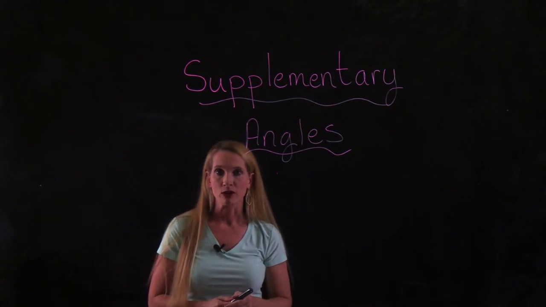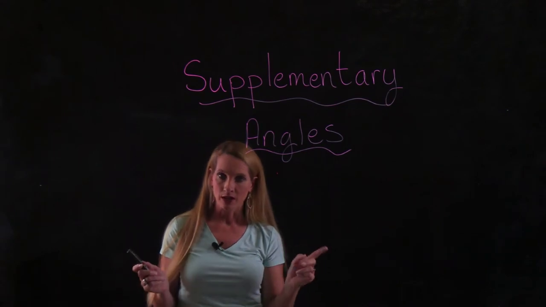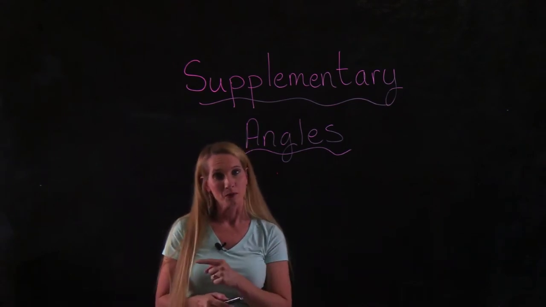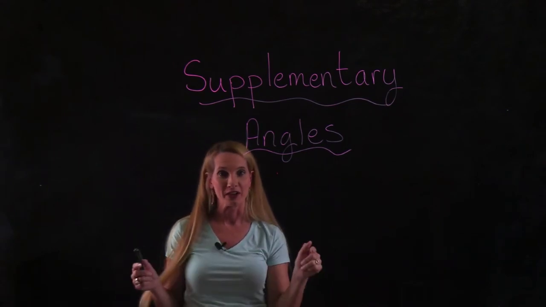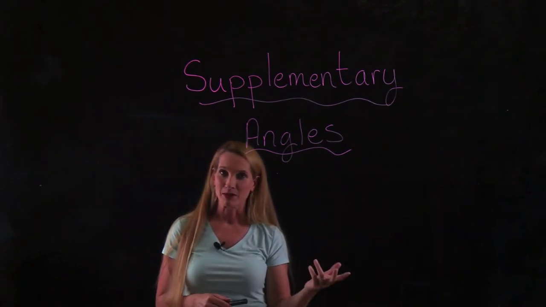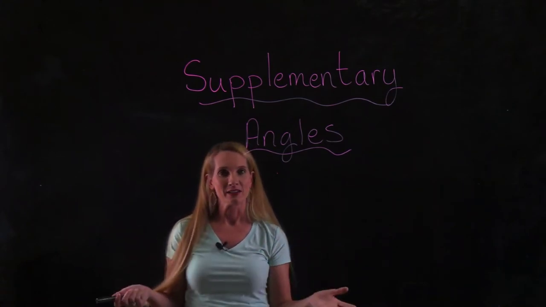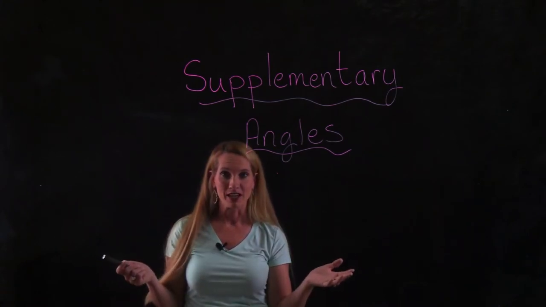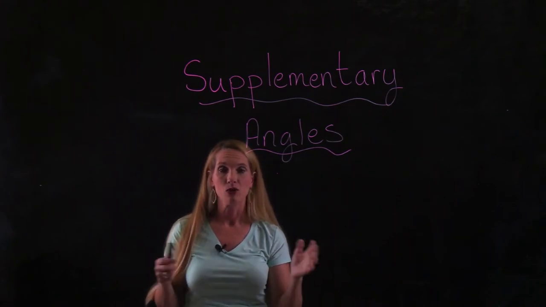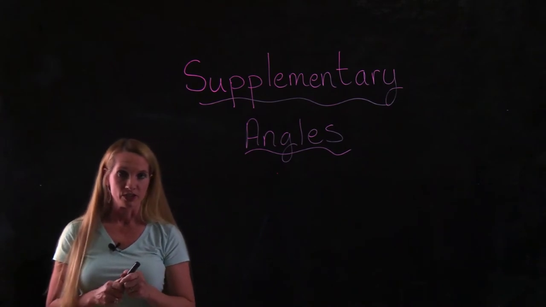Now, supplementary angles are basically two angles that share a vertex that equal 180. Last week we learned that a 180-degree angle is called a straight angle. So basically supplementary angles are two or more angles that come together and form a straight angle, or can equal that 180. So we're just going to look at a couple of different examples.